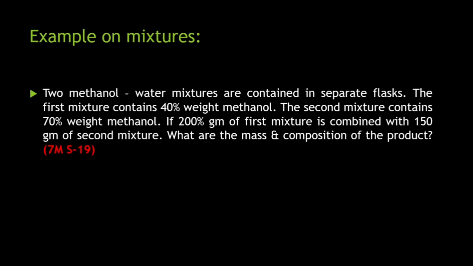Now let's take an example on a mixture. We spoke about gas and water; now let us take an example of a mixture, methanol and water. Two methanol-water mixtures are contained in separate flasks. The first mixture contains 40% weight methanol and the second mixture contains 70% weight methanol. If 200 gram of the first mixture is combined with 150 gram of the second mixture, what are the mass and composition of the product? So let's see.